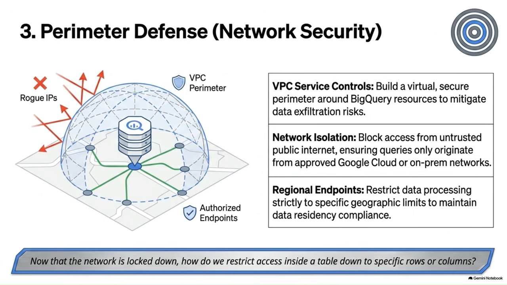How can you do it? You have the virtual private cloud, and you have authorized endpoints which you can create in your regional endpoints. You can have network isolation. You can block access from untrusted public internet. So if I as a client have one data set and I don't want person ABC with this particular IP address to fall into my ingress or egress network to access BigQuery, I can do that via network isolation.